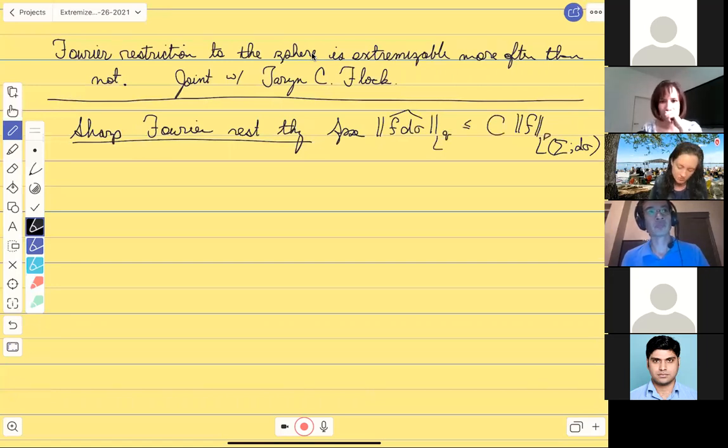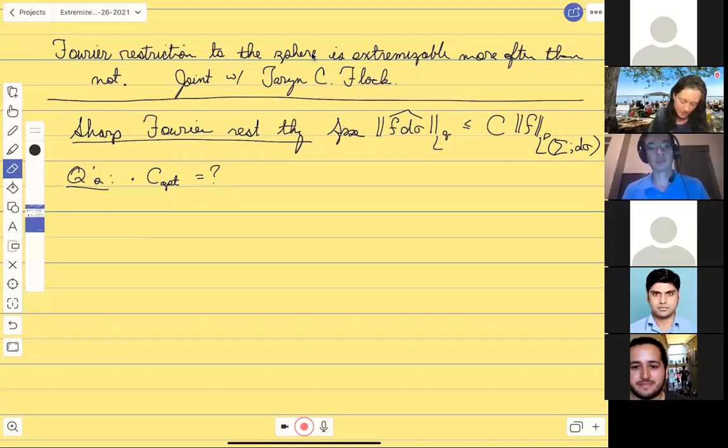Once one has an inequality like this, one can ask a number of questions. So the first is, what is the optimal constant C? That optimal constant, of course, is the operator norm of this extension operator that sends f to the Fourier transform of f d sigma.